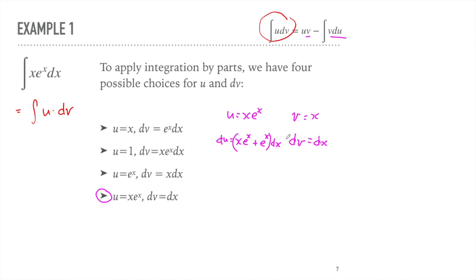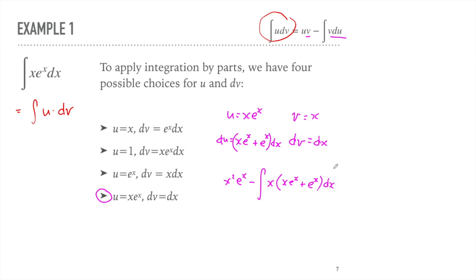And then, i-apply natin yung formula na ito daw, integral of u times dv equal siya sa u times v. So, ito yung u, ito yung v. And then x squared e to the x minus integral ng v times du. And in this example, this will be x times x e to the x plus e to the x dx.